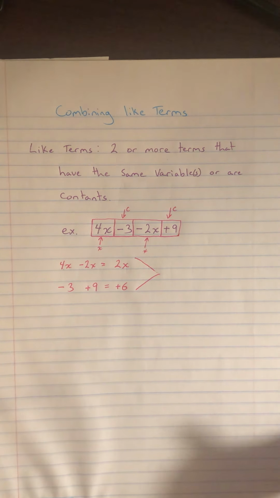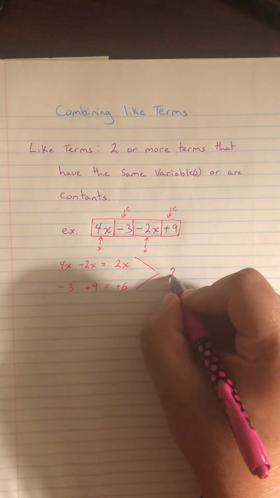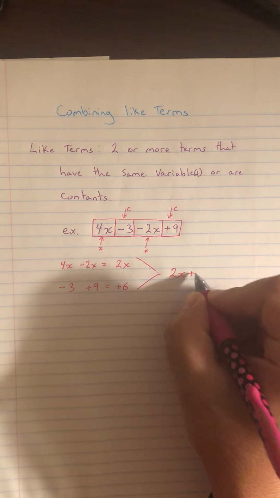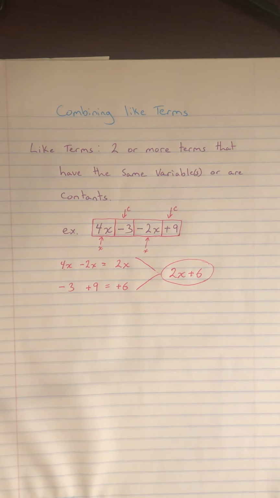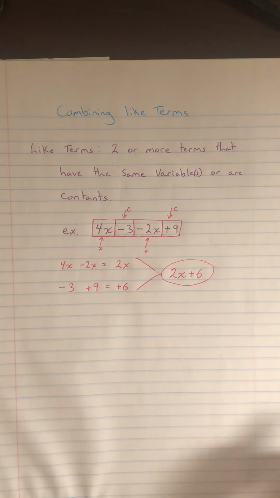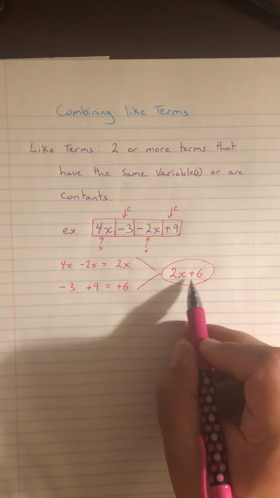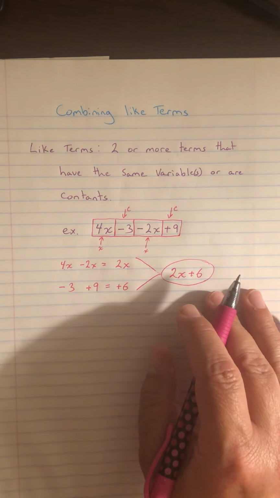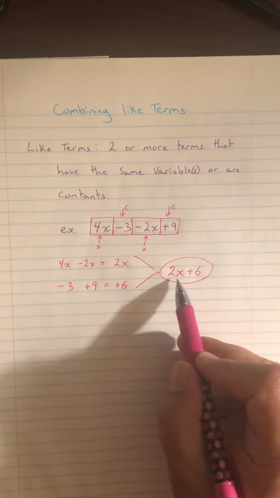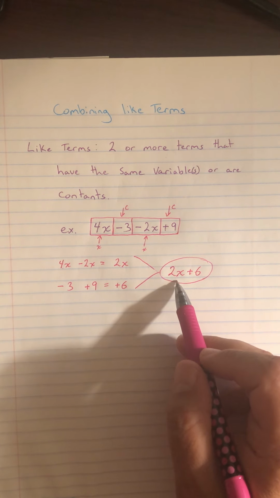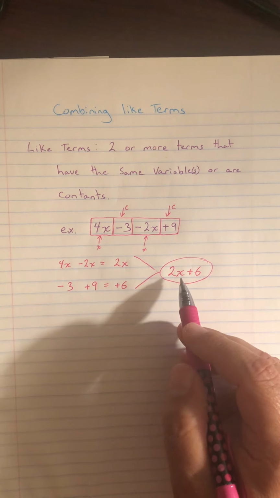All we have to do now is put those two together. 2x and a +6. That is our combined list of terms. They cannot go together. I can't do anything else with this. I have to stop. This does not have an x. It's not the same as this. Okay, you have to know when to quit.